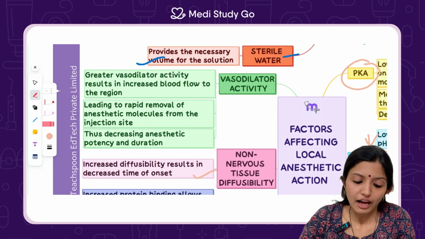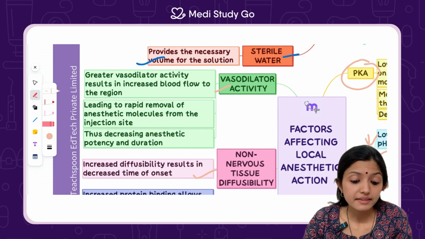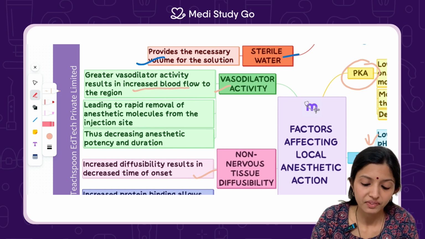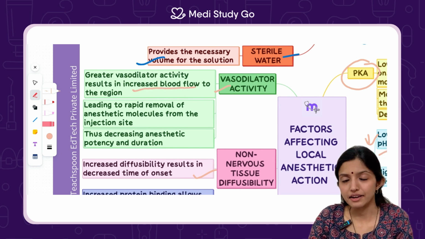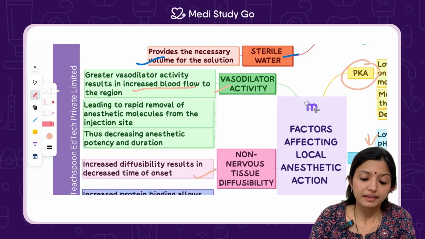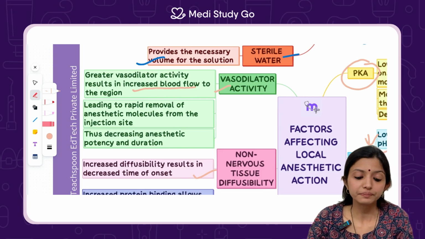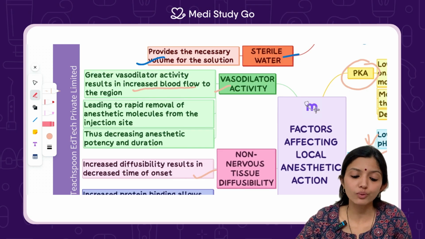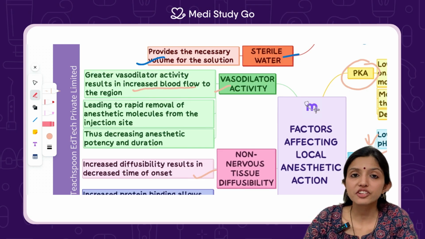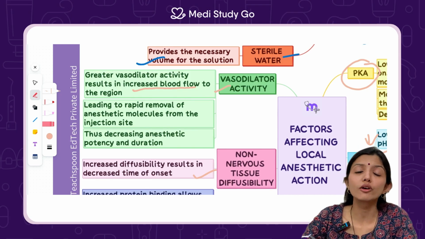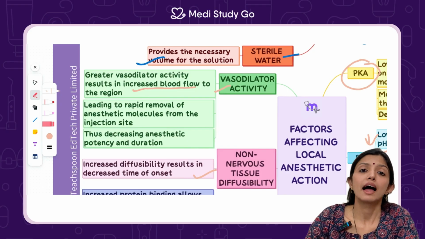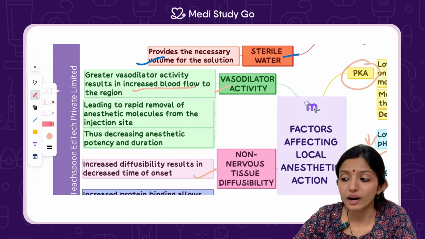Vasodilator activity. Great vasodilator activity results in increased blood flow in the region, which is why a vasoconstrictor is added to the LA solution. This will otherwise lead to rapid removal of the anesthetic molecules from the injection site. So, if you have a vasoconstrictor added, your LA molecules will not be removed, or they will not move out of the target site very fast. They will take time, they will remain, and it will increase the duration of your action.